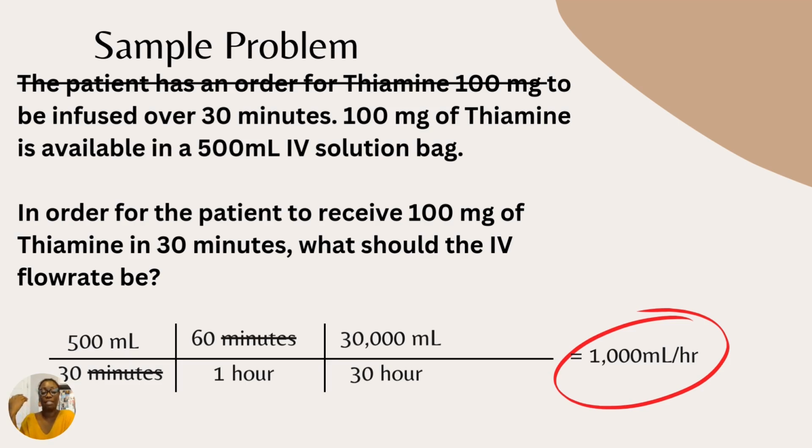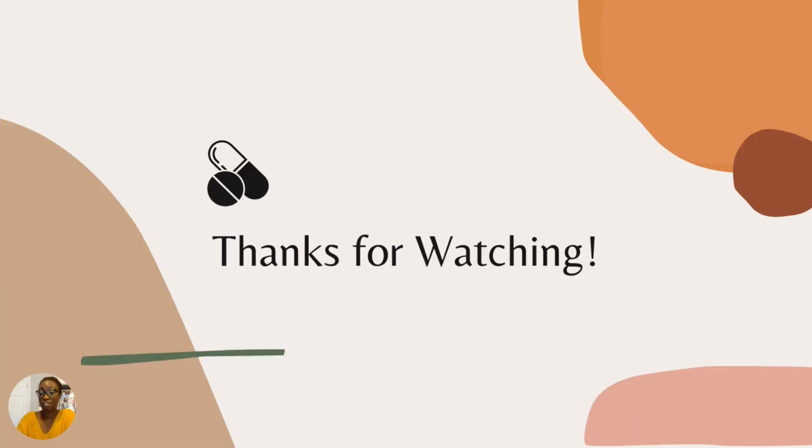We're going to go ahead and divide 30,000 by 30, and we're left with 1,000. So our final answer is going to be 1,000. In order for the patient to receive 100 milligrams of thiamine in 30 minutes, the IV flow rate should be 1,000 milliliters per hour.